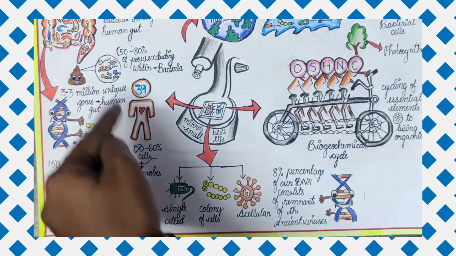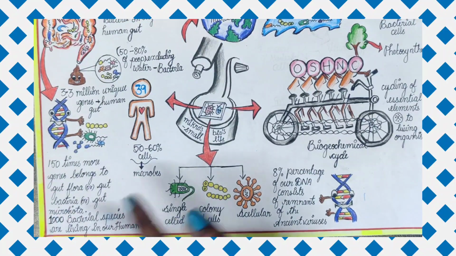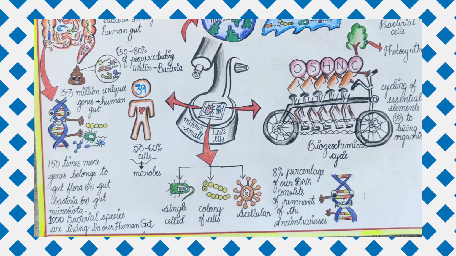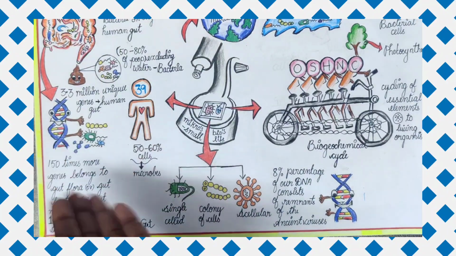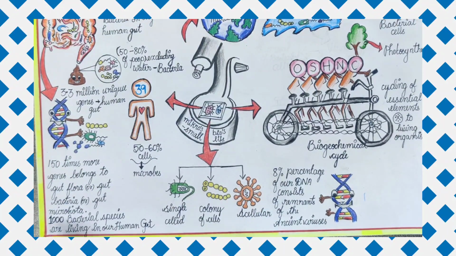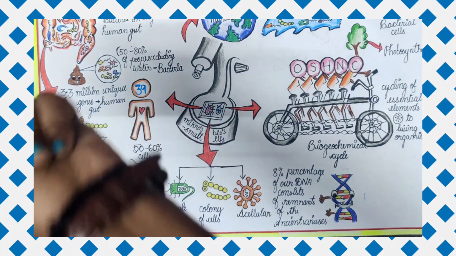See this diagram, you can understand the whole view. That is, 150 times more genes belong to the gut flora, or gut microbiota, or gut bacteria. Okay, if you see this diagram, you can remember this easily. 1,000 bacterial species are living in our human gut. Among them, our large intestine plays a major lead role. As we studied earlier, it is a home for trillions of bacteria.